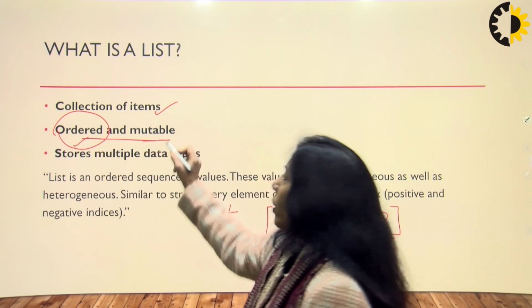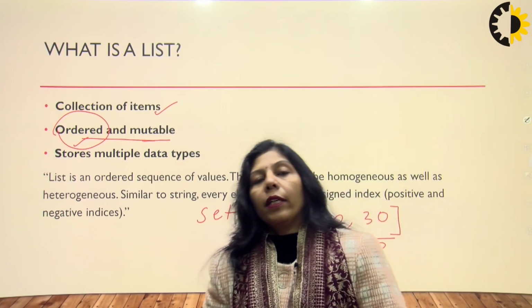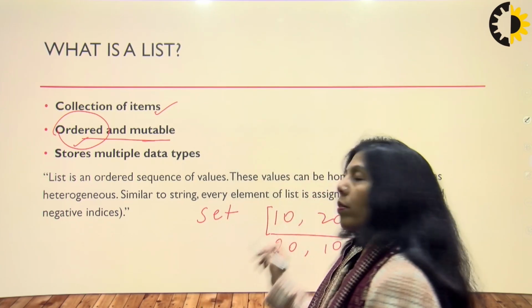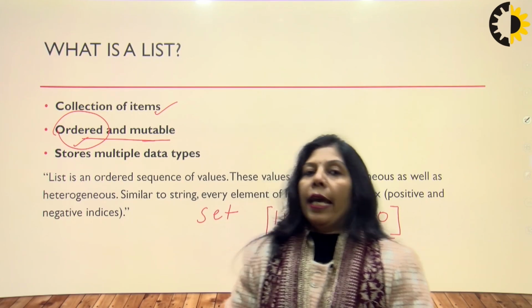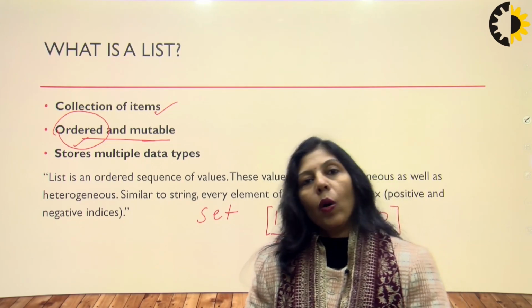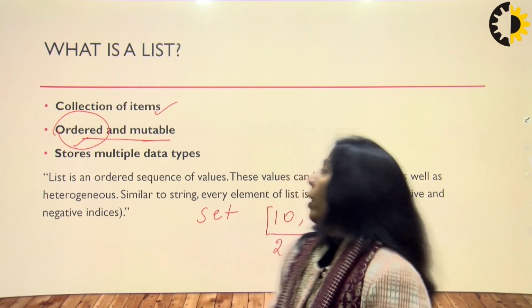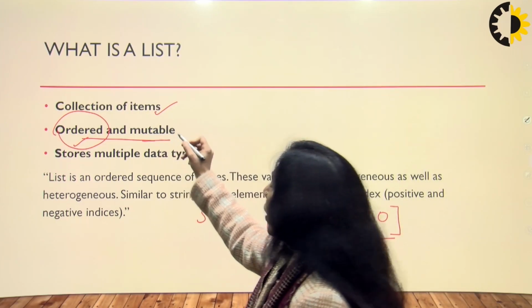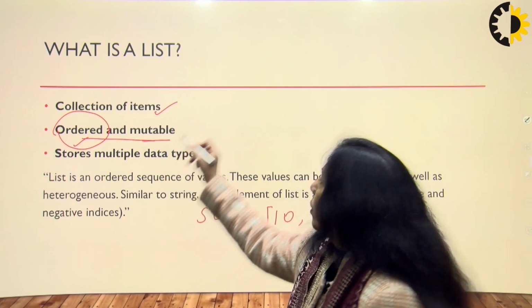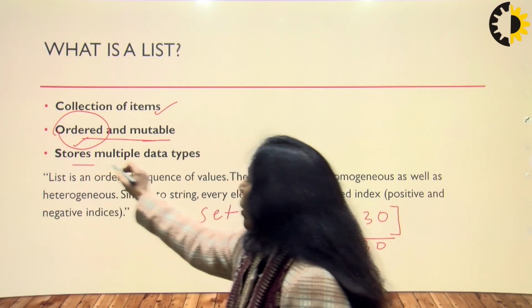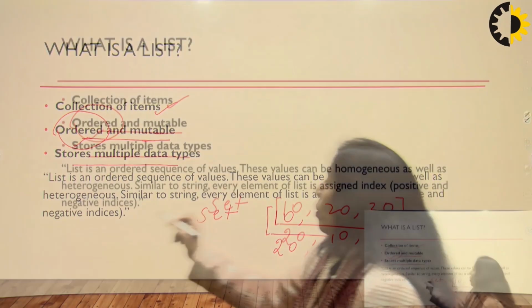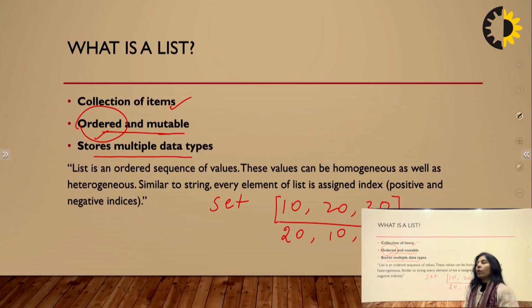By mutable, we mean that the values inside the list can be added, deleted, or altered, other than the tuple, where it cannot be changed. So it can have multiple data types. Basically we can say a list is an ordered sequence of values, and these values can be homogeneous also, other than heterogeneous.